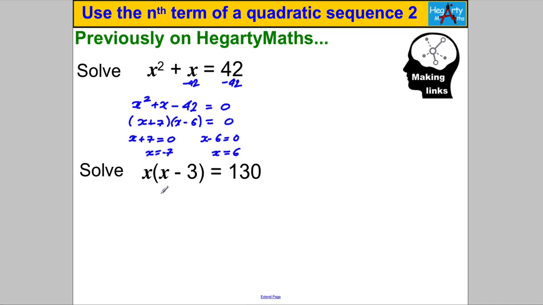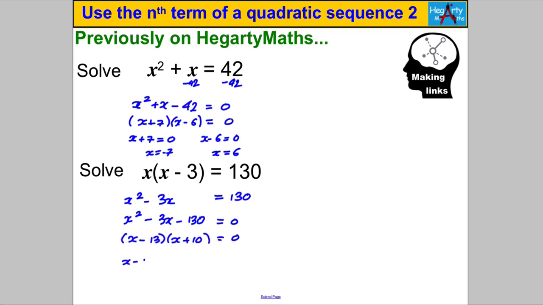In this case, you'd first expand your brackets, it's your only real option. You'd get x squared subtract 3x is equal to 130. You'd subtract the 130 off both sides to get x squared subtract 3x subtract 130 is 0. You can only solve a quadratic when one side is equal to 0. Try and factorise that. It does factorise. It factorises as x subtract 13, x add 10 is equal to 0.